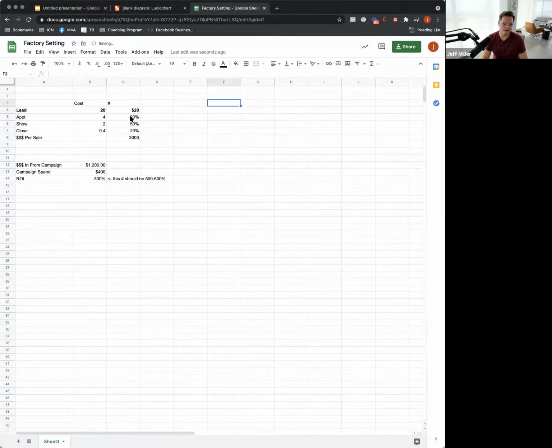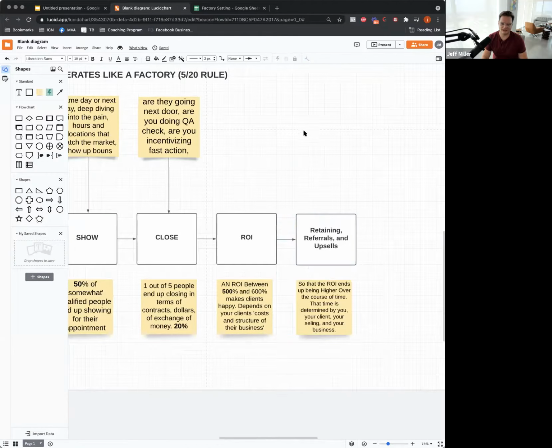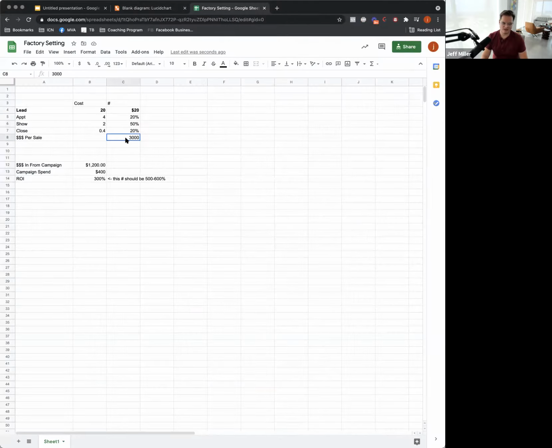We're trying to play with these numbers right here. And we're introducing retaining, referrals, and upsells. So when a client does buy, it's not just that client, but bring a friend, bring a family. Can you refer somebody? I'd be happy to pay you a referral fee. And now all of a sudden, 3,000 becomes 6,000. And the numbers begin to work all over again.